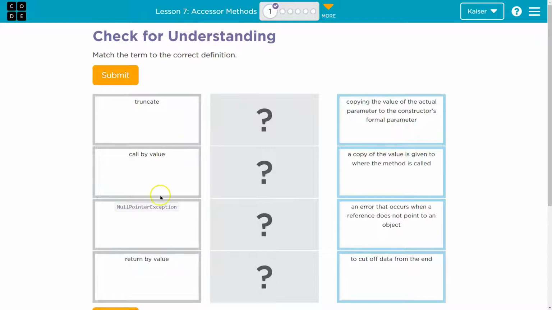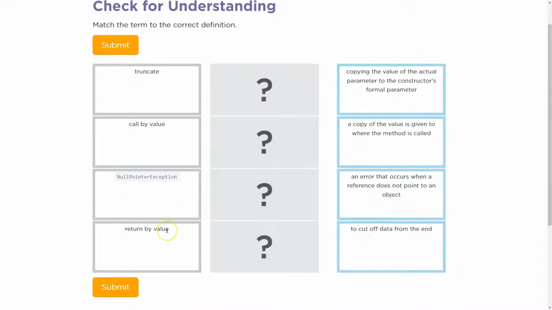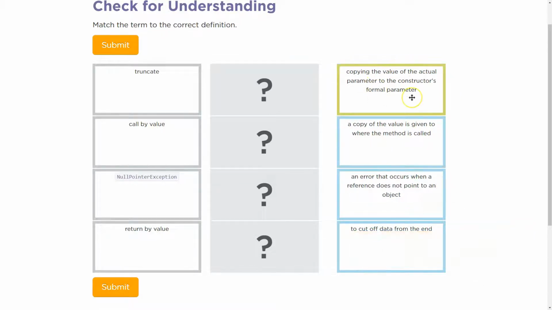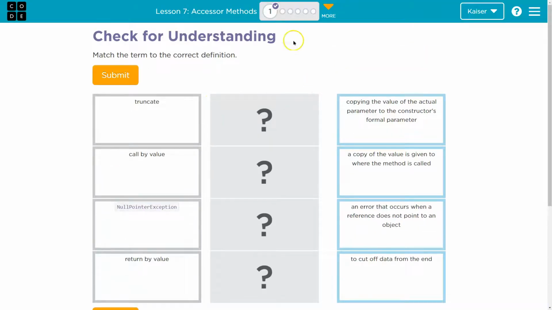Tourniquet, call by value, null pointer exception, return by value. And over here we have copying the value of the actual parameter to the constructor's formal parameters. Ooh, lots of fancy language there. A copy of a value is given to where the method is called. An error that occurs when a reference does not point to an object. To cut off data from end to end.